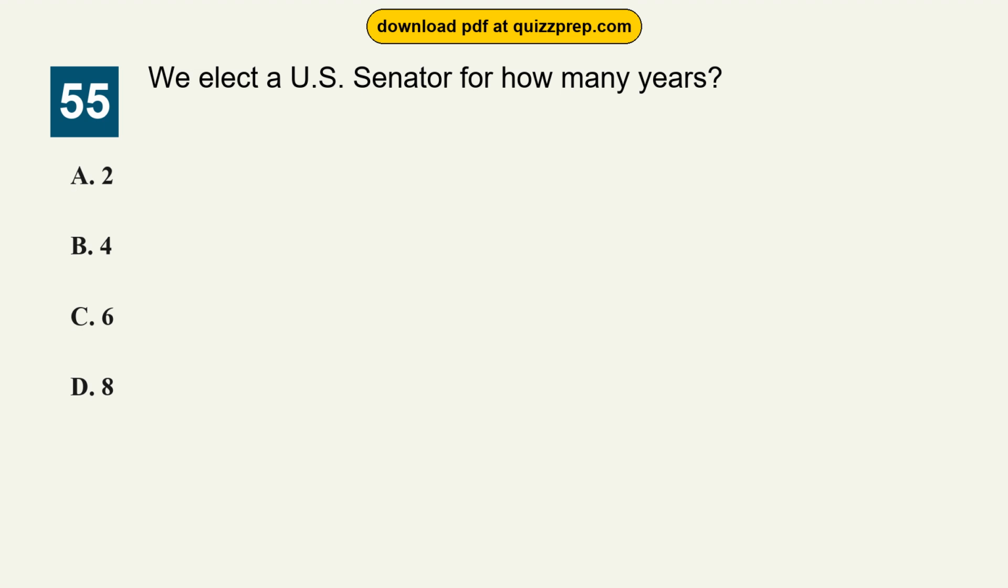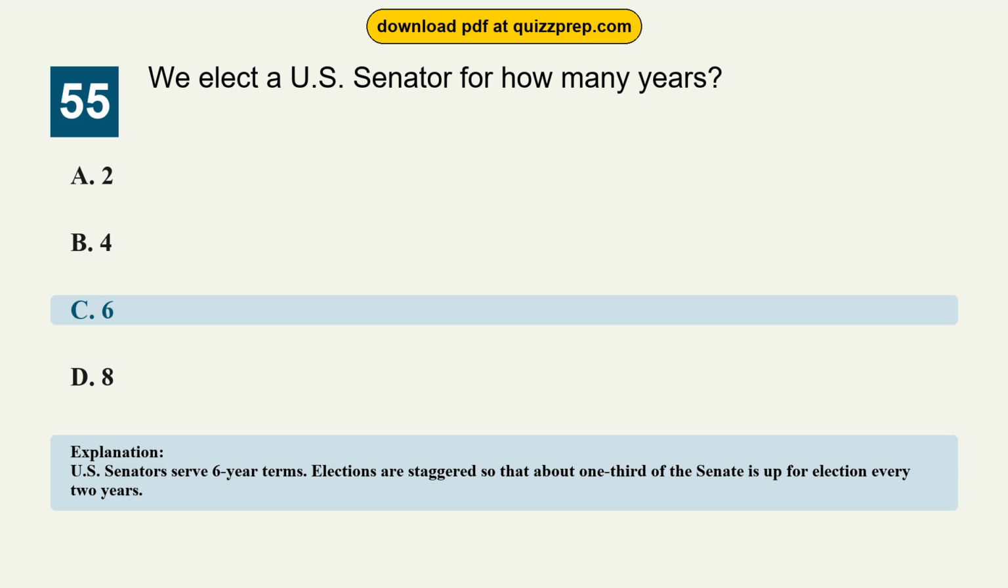Question 55. We elect a U.S. Senator for how many years? Option A, 2. Option B, 4. Option C, 6. Option D, 8. The correct answer is option C, 6. U.S. Senators serve 6-year terms. Elections are staggered so that about 1/3 of the Senate is up for election every 2 years.